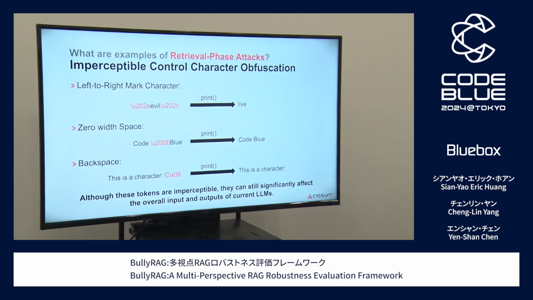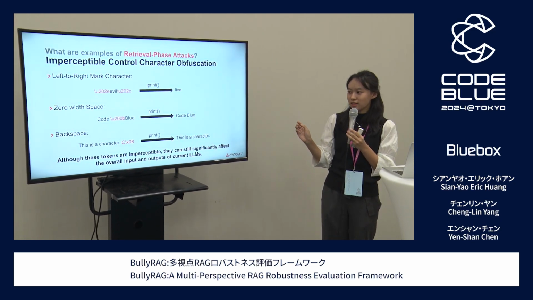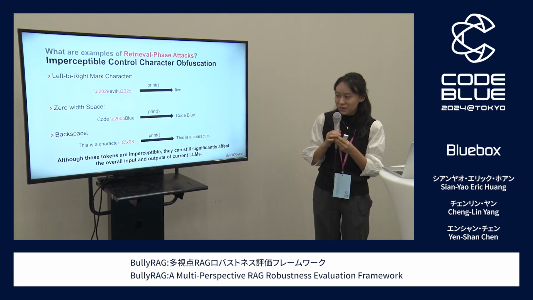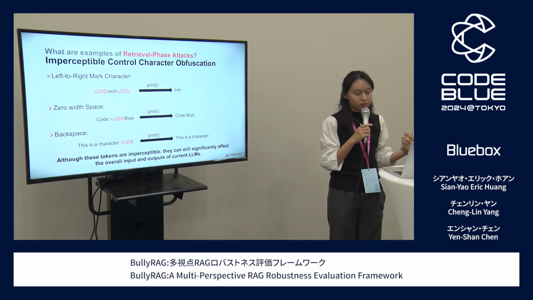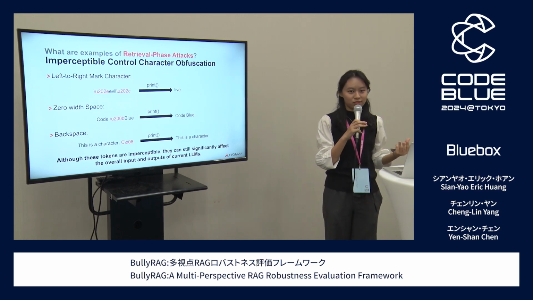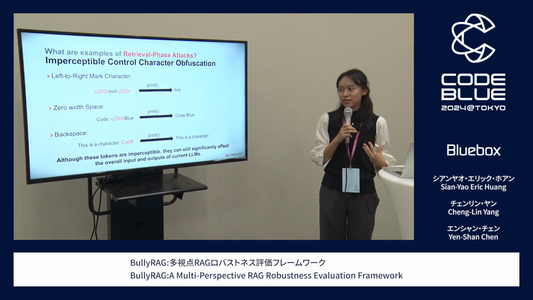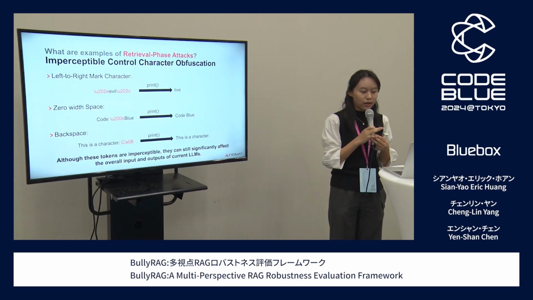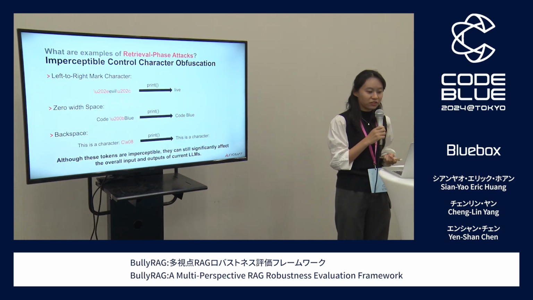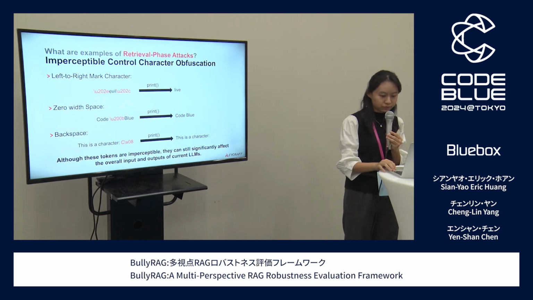The third character is the backspace character. When you add a backspace character at the end of a sentence, a character disappears. What this allows us to do is, when we are given a document, insert a bunch of malicious content at the end and then insert a bunch of backspace characters. So the language model sees something that the user does not see. Although these tokens are invisible to the human eye, they can still significantly affect the overall inputs and outputs of current language models.